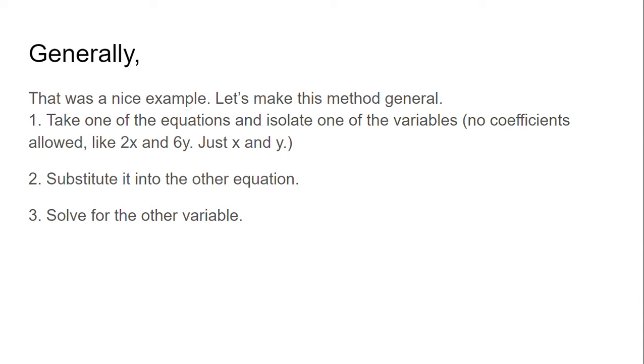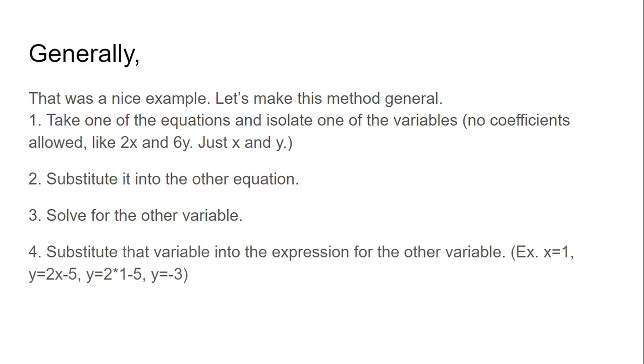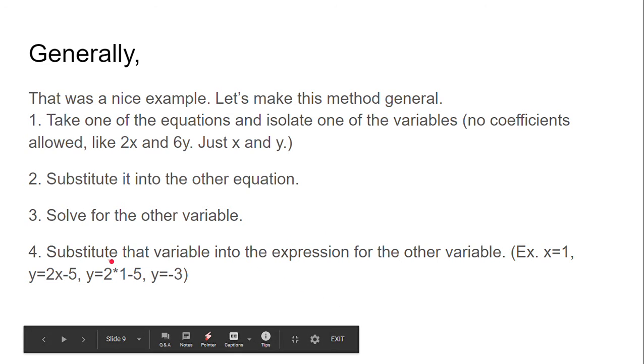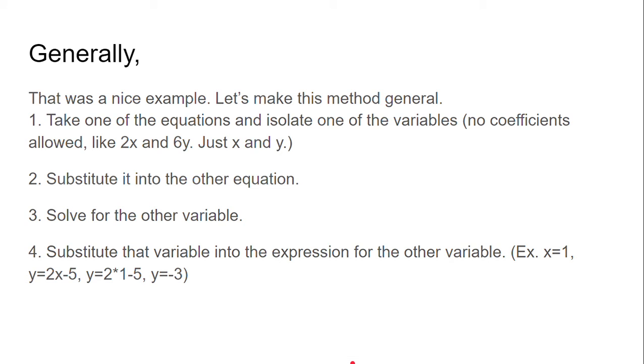Then we can solve for the other variable like we did last time and substitute that variable back into the expression for the other variable. So an example would be x equals 1 and y equals 2x minus 5. So y equals 2 times 1 minus 5, and y equals negative 3. That is not what we got for the last example. So just keep that in mind.